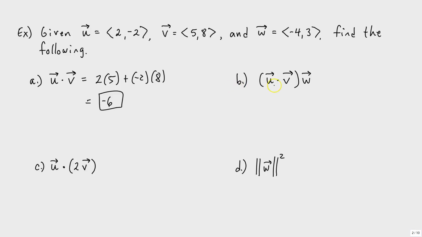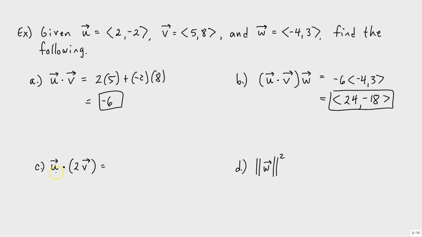In B, we want to take that dot product and multiply it by another vector. Well, we know what u dot v is. We just did it. So it's negative 6. And then we want to multiply that by vector w. So we would get 24, comma, negative 18. So the result there is a vector because we're taking the dot product, which is a scalar, times another vector. So we get a vector as a result there.